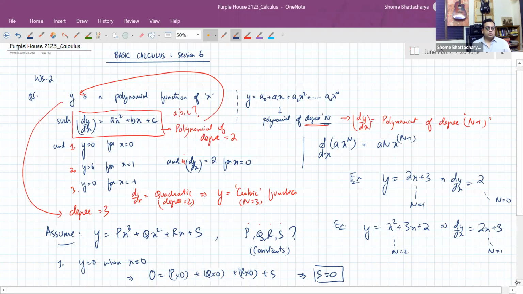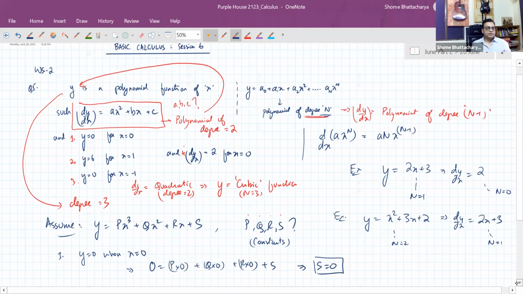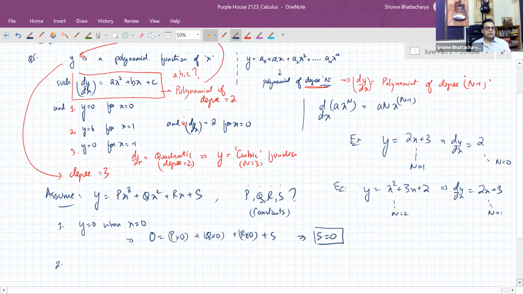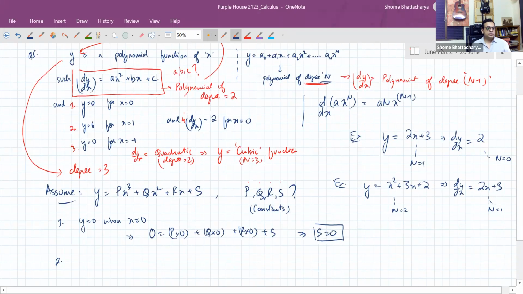Okay, so now see, I have substituted here to get this first equation, which is telling me s is 0. What will you get when you substitute the second condition over here? So let's see that. y should be equal to 6 for x equal to 1. So in this PQRS equation, substitute the left hand side, that is the value of y, as 6. In the right hand side, substitute x as 1.